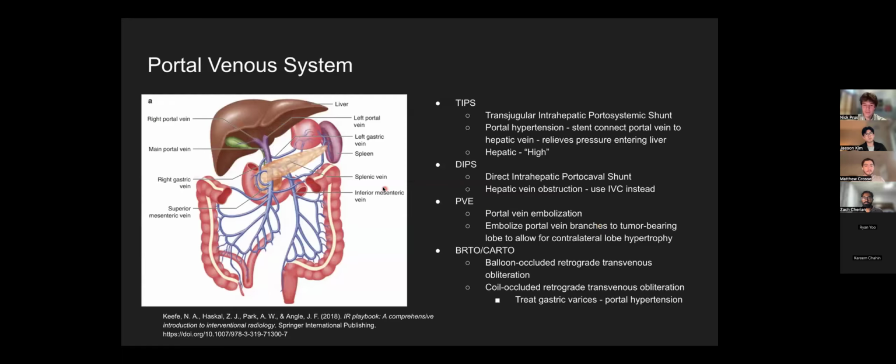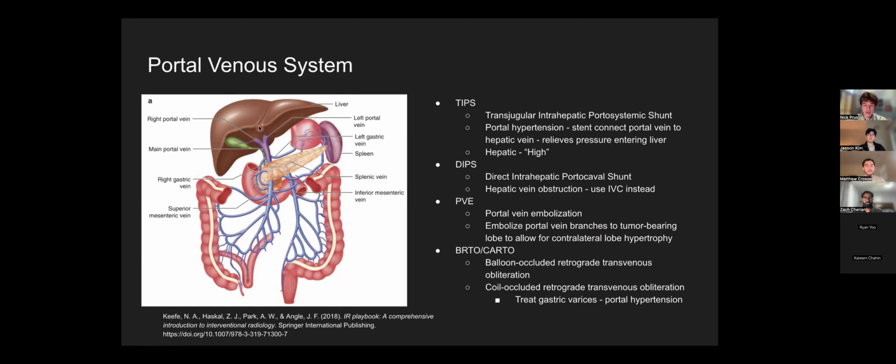So, the portal venous system. I'll talk about the procedures first, and then I'll talk about all the different veins that live in this area. So TIPS, everybody's favorite, transjugular intrahepatic portosystemic shunt, indicated for portal hypertension. You'd want to have a stent that's connecting the portal vein to the hepatic vein. I just talked about how the hepatic vein is high, connects to the portal vein, relieves some of that pressure. You can do a DIPS, direct intrahepatic portocaval shunt.